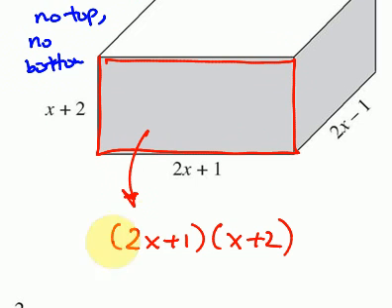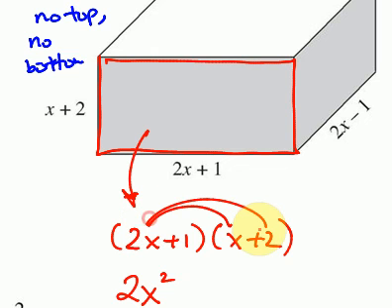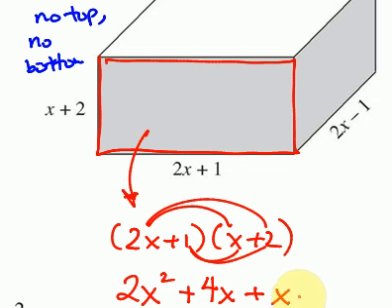We'll do this together. 2x times x gives us 2x squared. Good. 2x times 2 gives us 4x. Okay. 1 times x, 1 times x, it's just an x. And then 1 times 2 is 2.